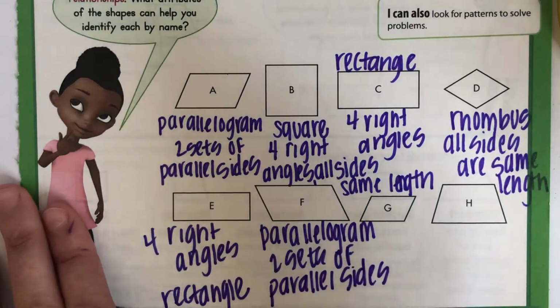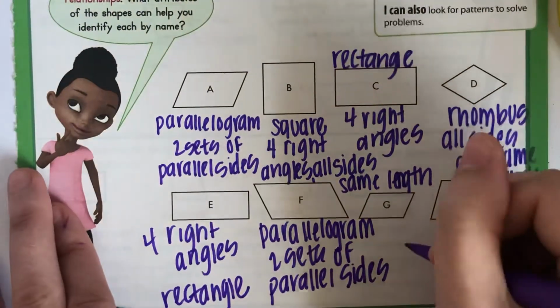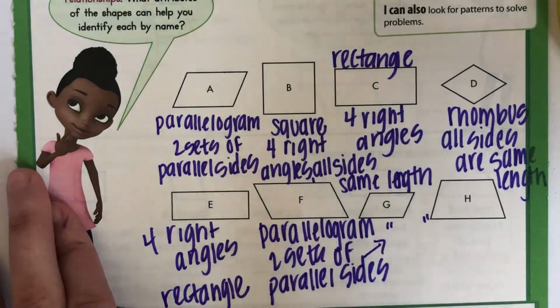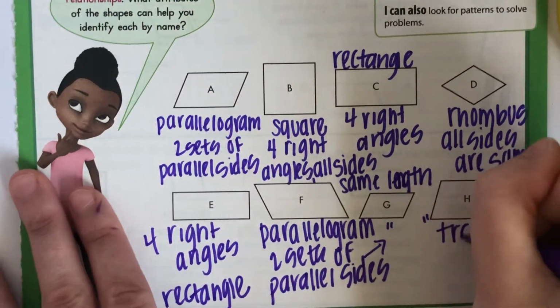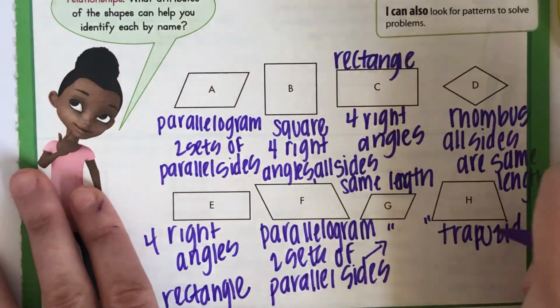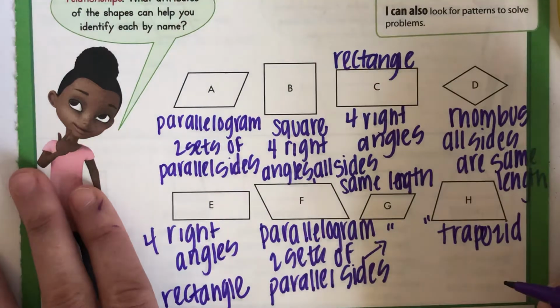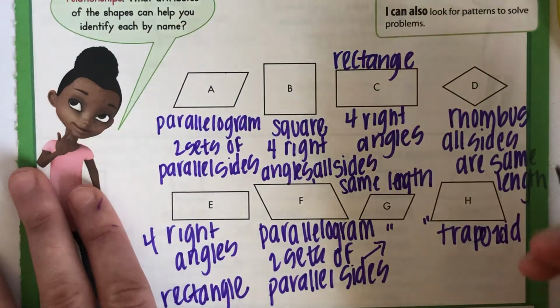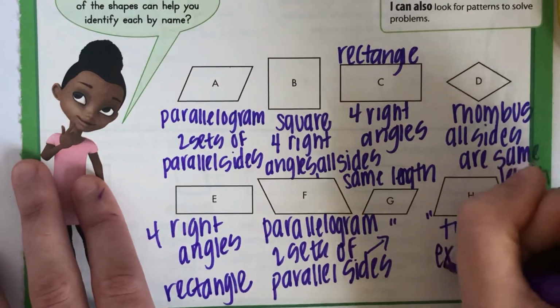Letter G, we have a parallelogram again, so I'm just going to put this, meaning it's the same thing as this one. And letter H, we have a trapezoid. Okay, trapezoid, and it has exactly 1 pair of parallel sides.